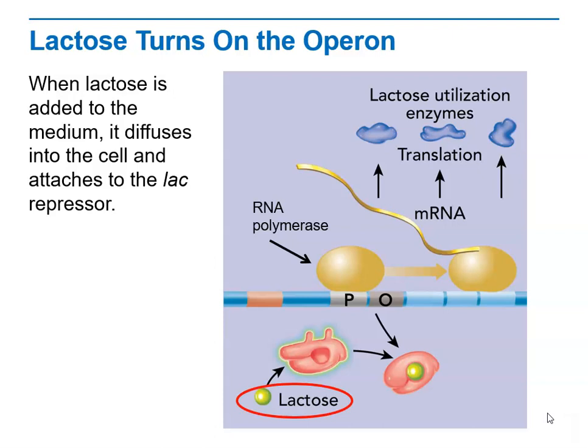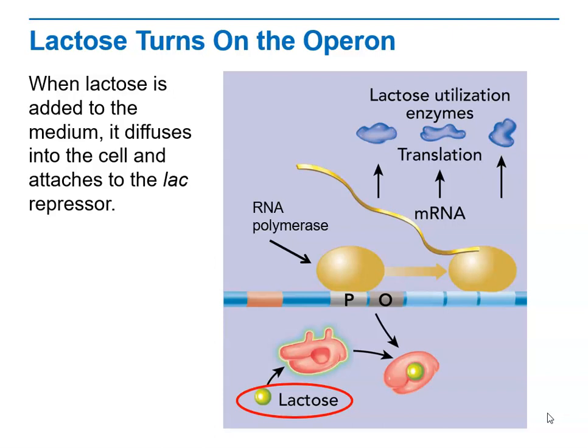What happens when lactose is present? The lactose binds to the repressor, and this causes a change in the repressor structure. With lactose bound to it, the repressor can no longer bind to the operator. This allows RNA polymerase to bind to the promoter.